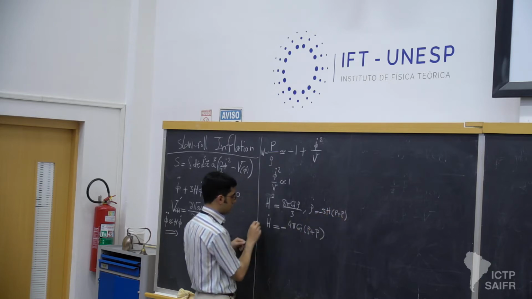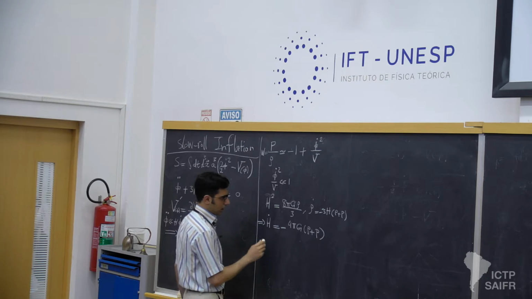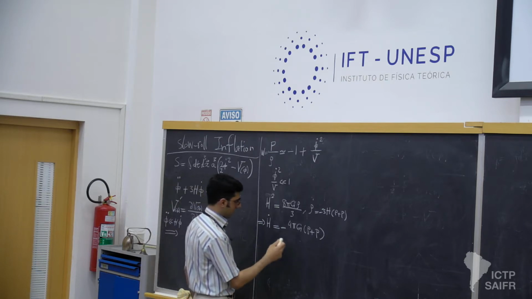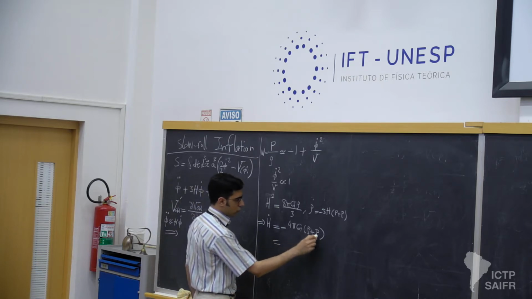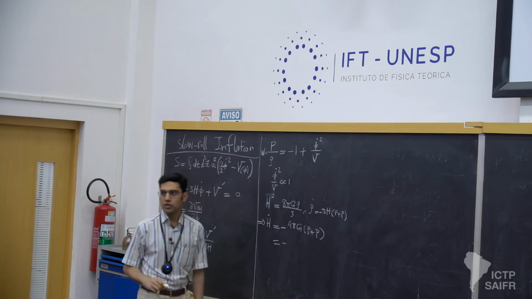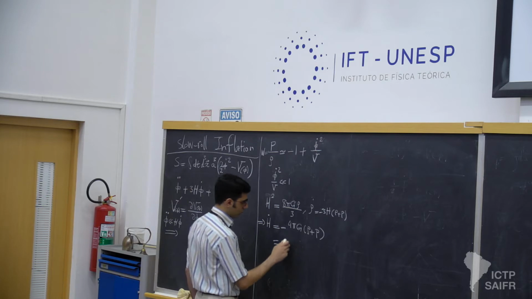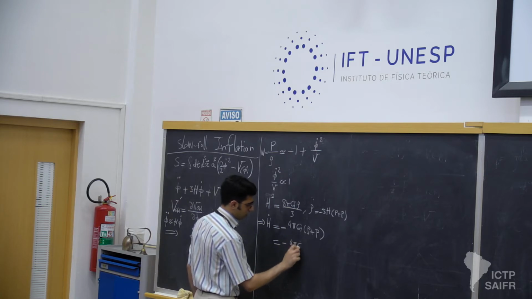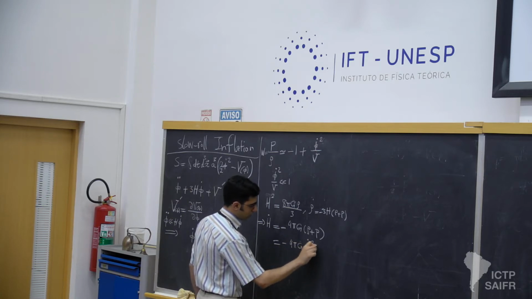So from these two equations, I derive this. Now for a scalar field, rho plus p is just phi dot squared. So here I get 4 pi G times phi dot squared.